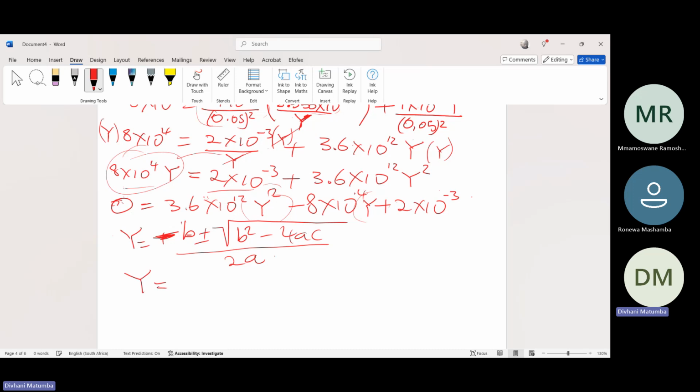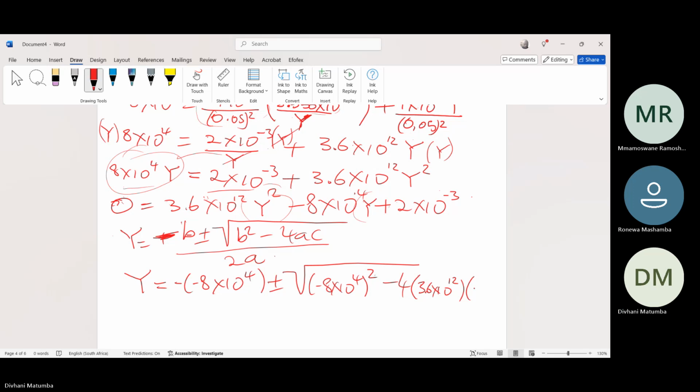Okay, so y will be equal to minus the value of b, which is minus 8 times 10 to the power of 4, plus or minus the square root of minus 8 times 10 to the power of 4 squared, minus 4 times the value of a, which is 3.6 times 10 to the power of 12, and times 2 times 10 to the power of minus 3, divided by 2 times a, which is 3.6 times 10 to the power of 12.